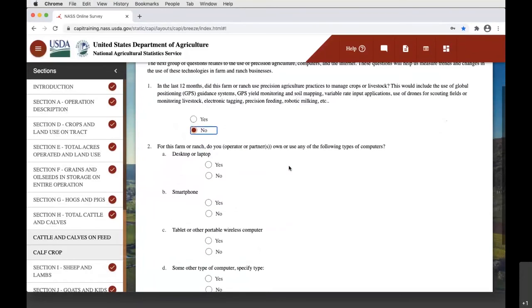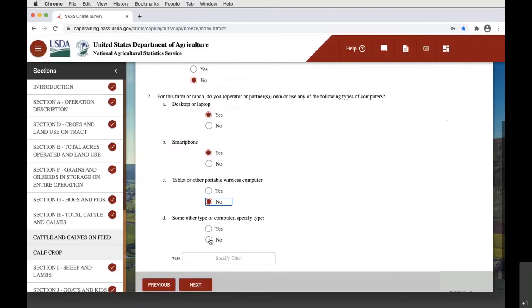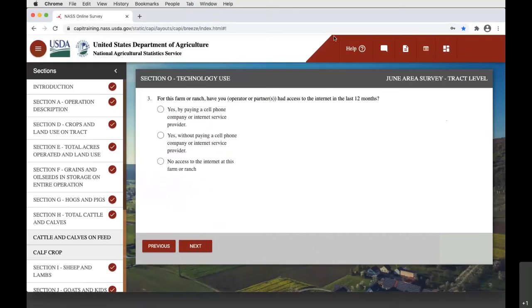For this farm, do you use any of the following types of computers? Well, let's say this person has a desktop, they have a smartphone, they don't have a tablet, and they don't have any other type of computer. We'll go to the next. How do you access your internet? Well, option 1, you pay for it. Option 2, you get it for free. This would typically be for people who are accessing the internet using public Wi-Fi, places like library, McDonald's, and so on. And if they do not have access to the internet, we're going to leave that blank.